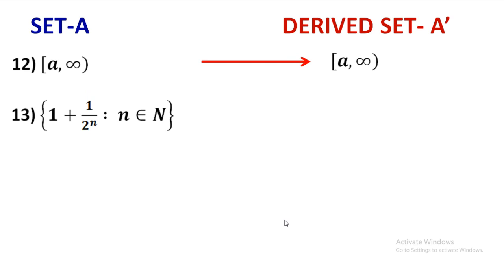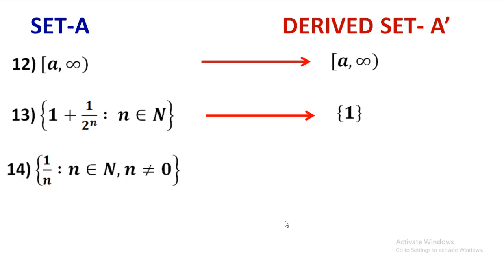Next, 1 plus 1 by 2 power n, where n belongs to the set of natural numbers, whose derived set is 1. And finally 1 by n, where n belongs to the set of natural numbers, where n not equal to 0, whose derived set is nothing but the set of all minus 1 comma 1.